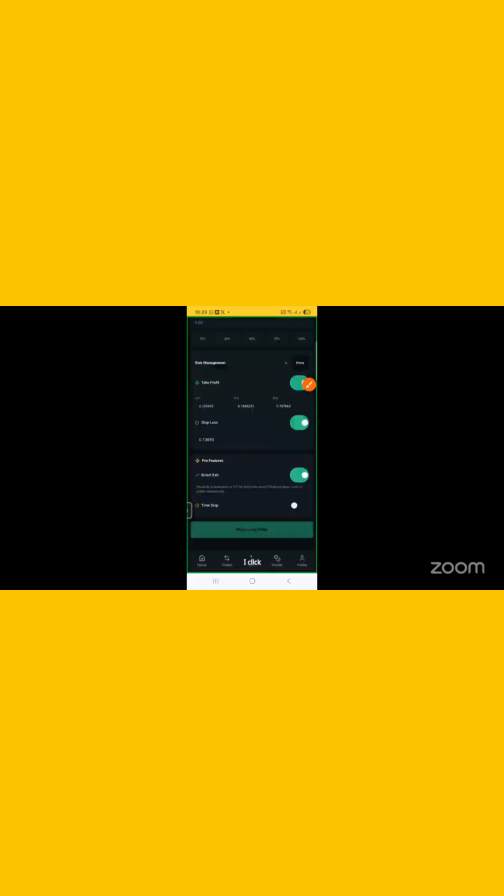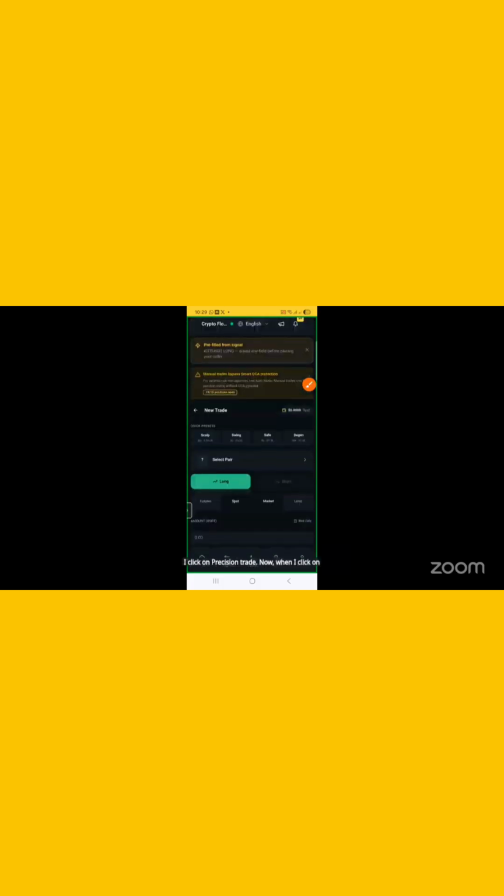Still, I click on execute trade. Now I come here and click on precision trade. When I click on precision trade, of course, it is going to load and prefill everything. But remember, I don't want it to trade in spot. I want to trade it in futures. So I'm going to tap on futures.